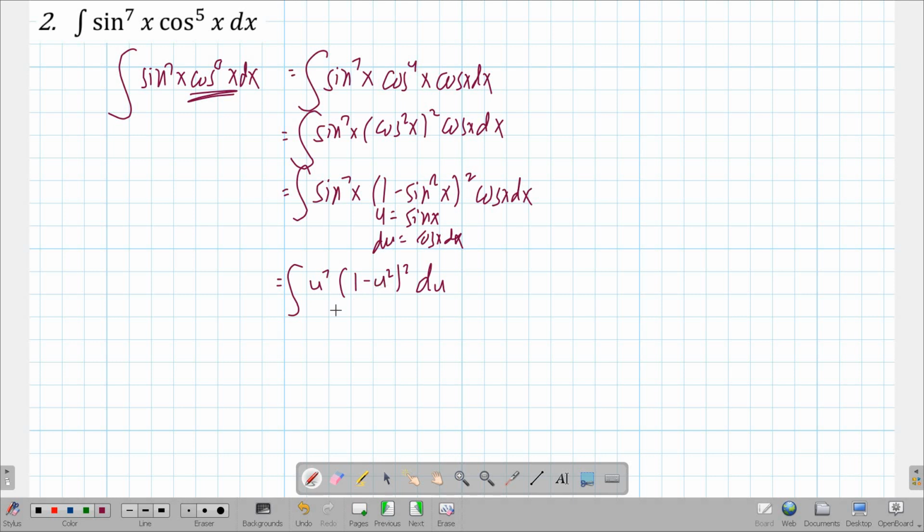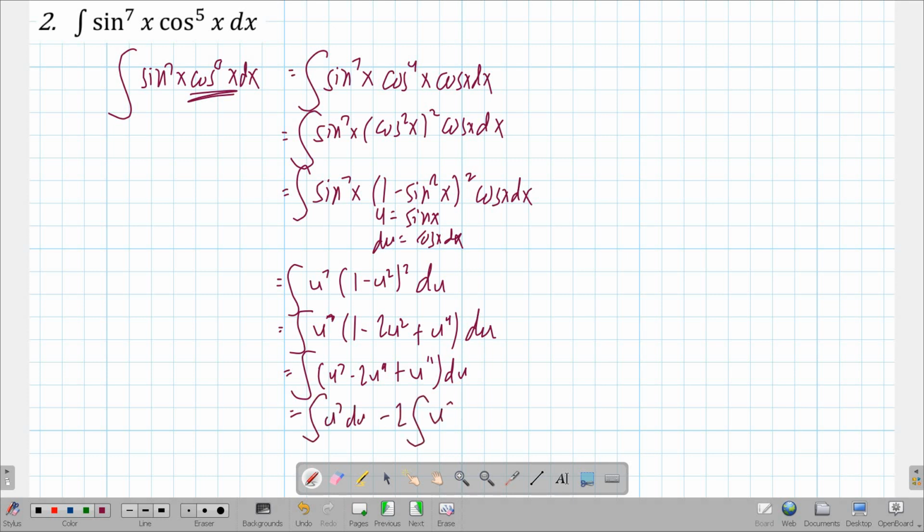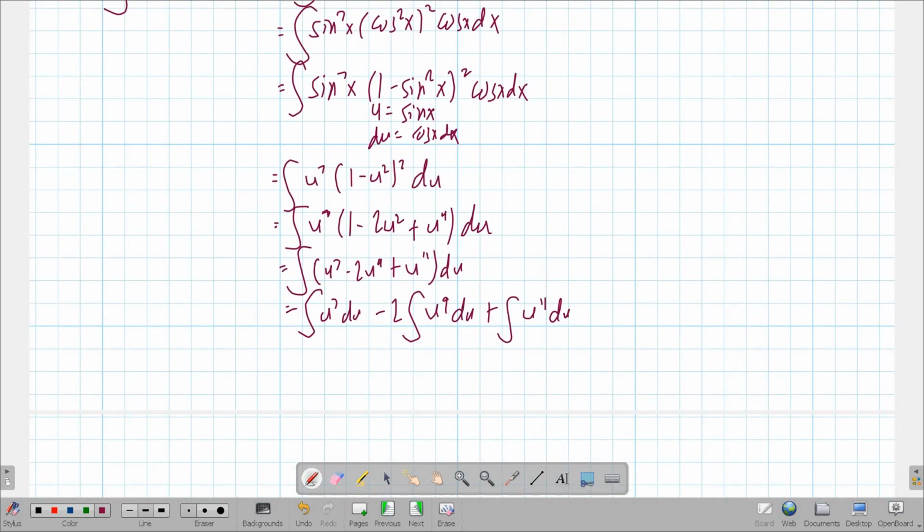At this point, it's better if we expand this first. So this becomes the integral of u raised to 7 times 1 minus 2u squared plus u to the 4th du. Then again, distributing this, this becomes the integral of u raised to 7 minus 2u raised to 9 plus u raised to 11 du. From here, we can separate this as the integral of u raised to 7 du minus 2 the integral of u raised to 9 du plus the integral of u raised to 11 du. So therefore, we are going to have u raised to 8 over 8 minus 2u raised to 10 over 10 plus u raised to 12 over 12 plus c.